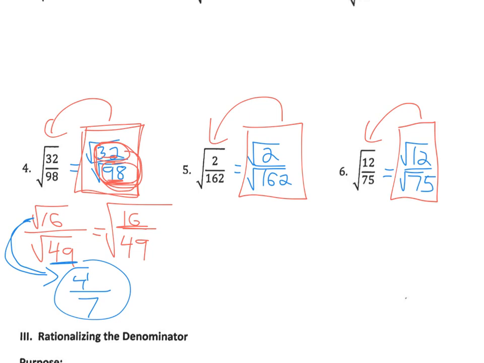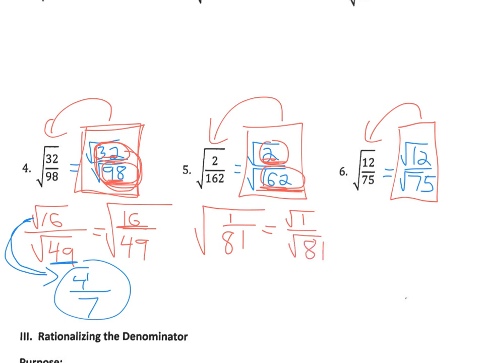When I look over to 5, let's see here. This 2 and 162, I want to simplify the 2 over 162 before I start taking the square roots of the top and bottom. So when I simplify that, again, 2 goes into each. 2 goes into 2 once, and 2 goes into 162 81 times. Then I'll split this up and make it square root of 1 over square root of 81.